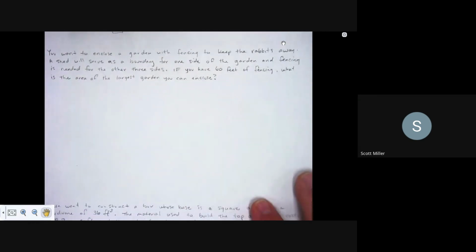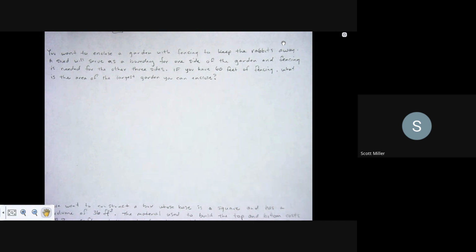Here's the first example right here. You want to enclose a garden with fencing to keep the rabbits away. A shed will serve as the boundary for one side of the garden, and fencing is needed for the other 3 sides. If you have 60 feet of fencing, what is the area of the largest garden you can enclose?